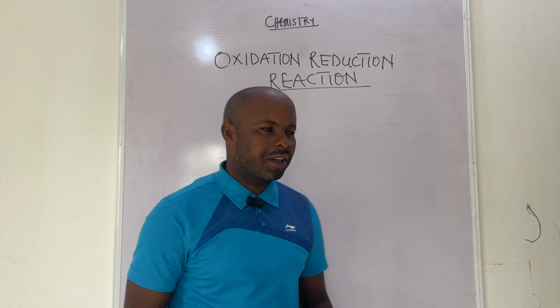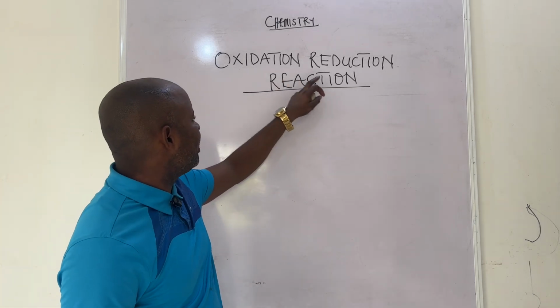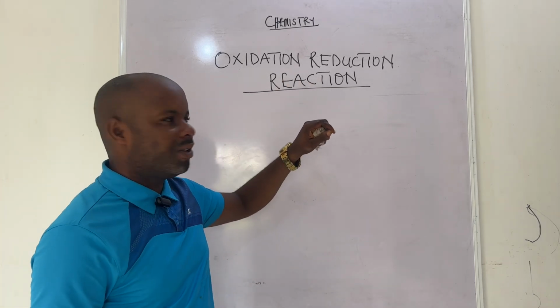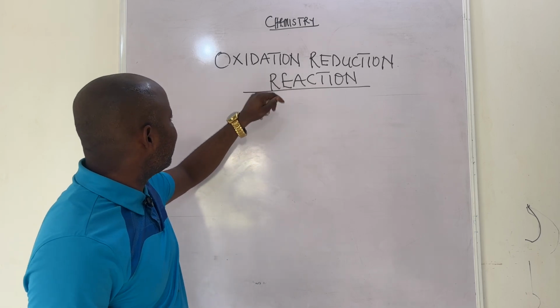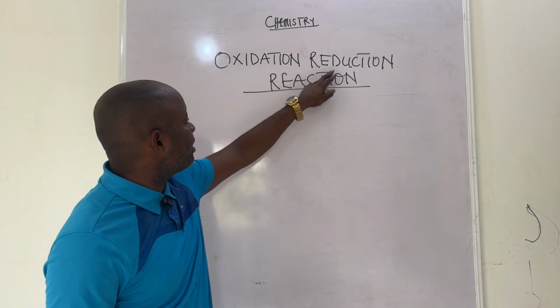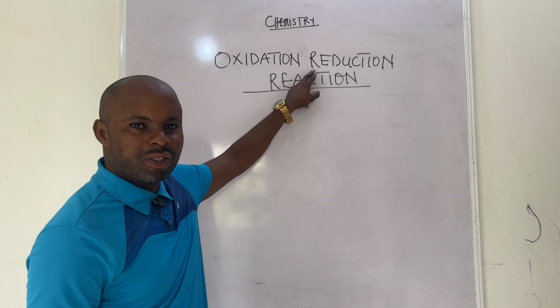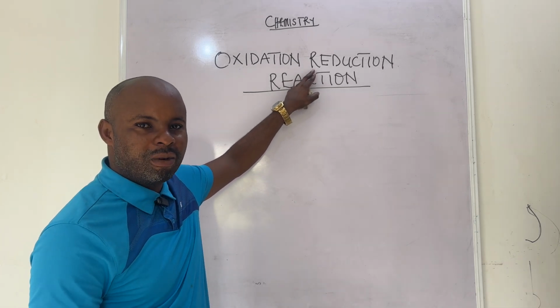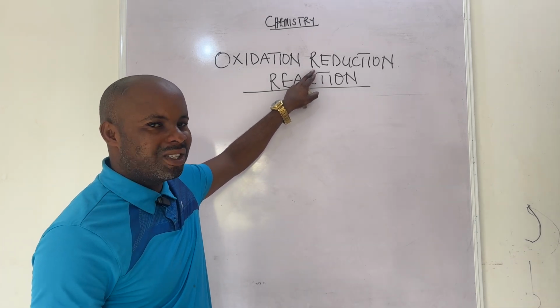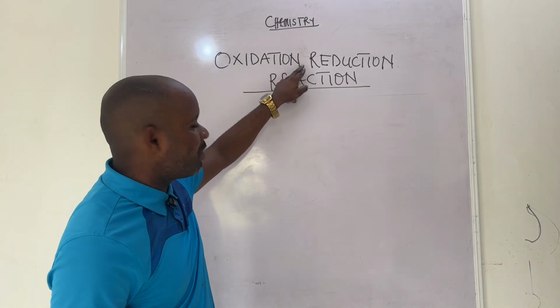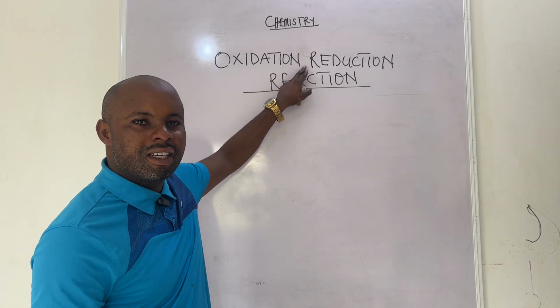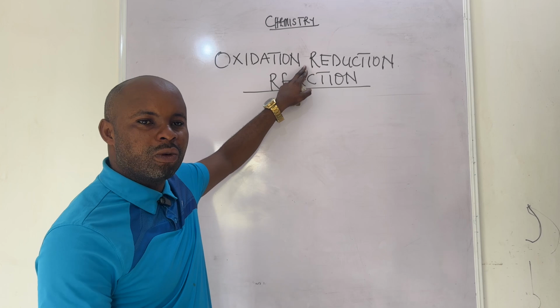In our previous lesson, we discussed chemical combination. In today's topic, we'll be talking about oxidation-reduction reaction. So these two, let's come together. This is oxidation, this is reduction. So these two reactions occur in an opposing way, but both are complementary. That is to say, when a given reaction is taking place, two of them go simultaneously.